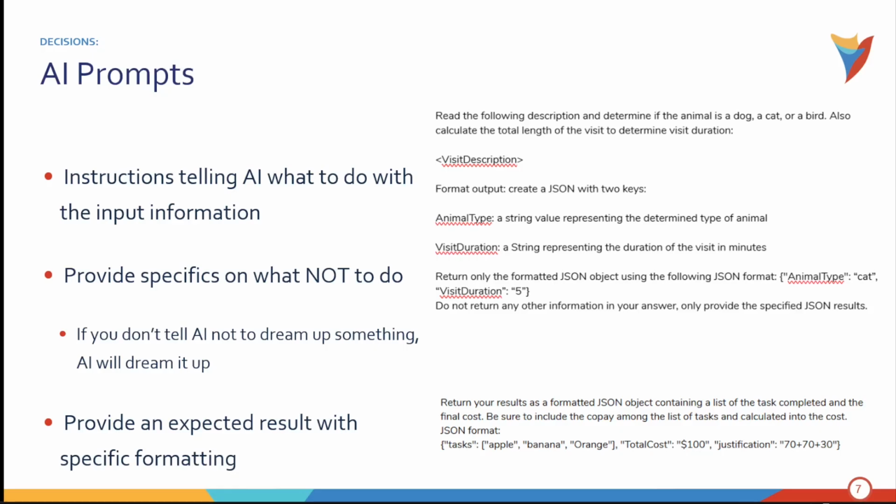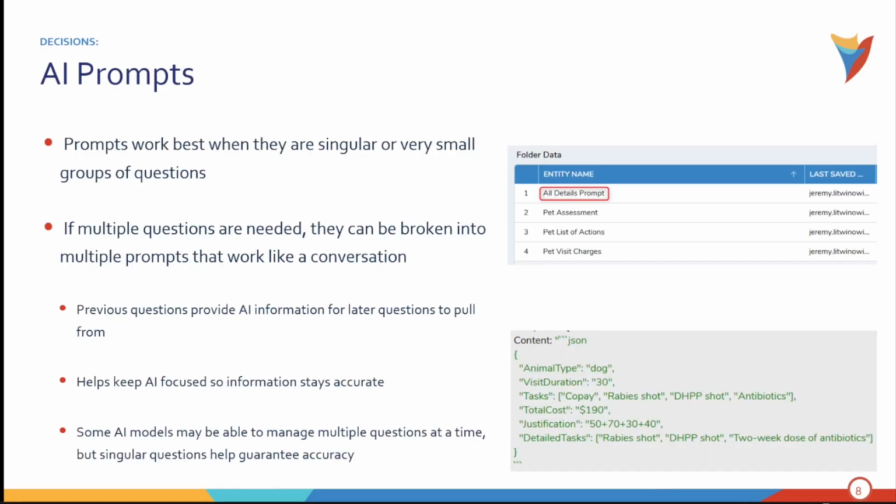And if it's unpredictable how it's formatted, then decisions will have more difficulty properly utilizing that information. Now, like I mentioned before, prompts often will work best when they're singular or a very small grouping of questions, as opposed to being long, complex things that add a lot of different questions. And we've had situations with customers that had been using AI that found this to be true.